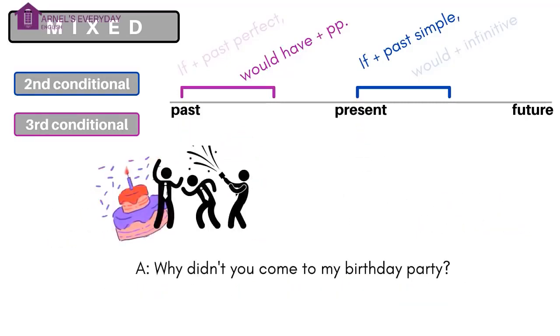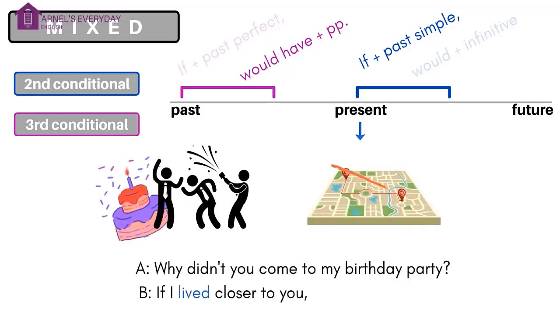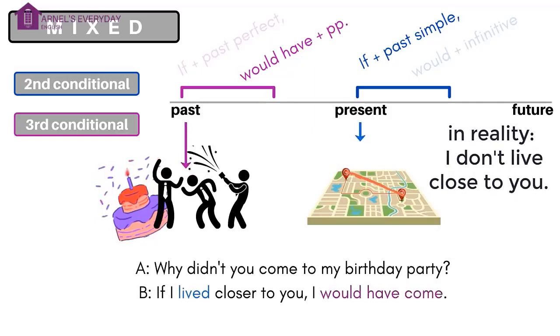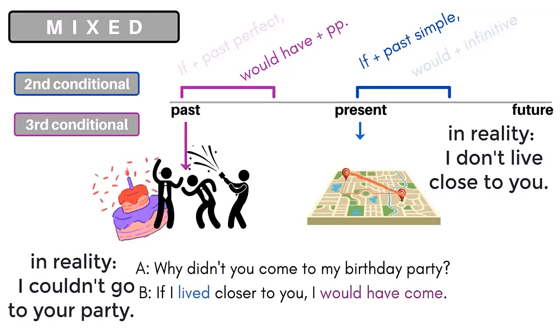Why didn't you come to my birthday party? If I lived closer to you, I would have come. In reality, I don't live close to you, which means I couldn't go to your party. I didn't go to your party.